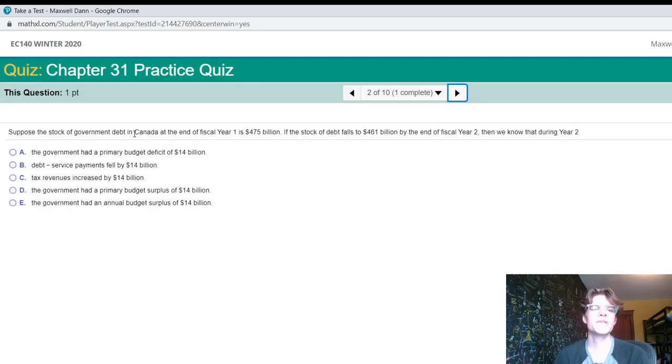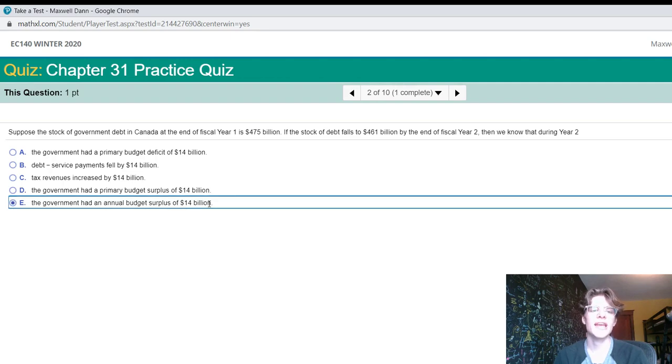Suppose the stock of government debt at the end of fiscal year 1 is 475 billion. If the stock of debt falls to 461 billion, then we know that during year 2, well, look, their debt has fallen, right? It was originally this, and now they're only owing that. So that means that we had an annual budget surplus of $14 billion. Not a primary, it was an annual, because the stock of debt includes the interest payments that we owe, right? So it means it's an annual, not a primary. We're including interest payments.